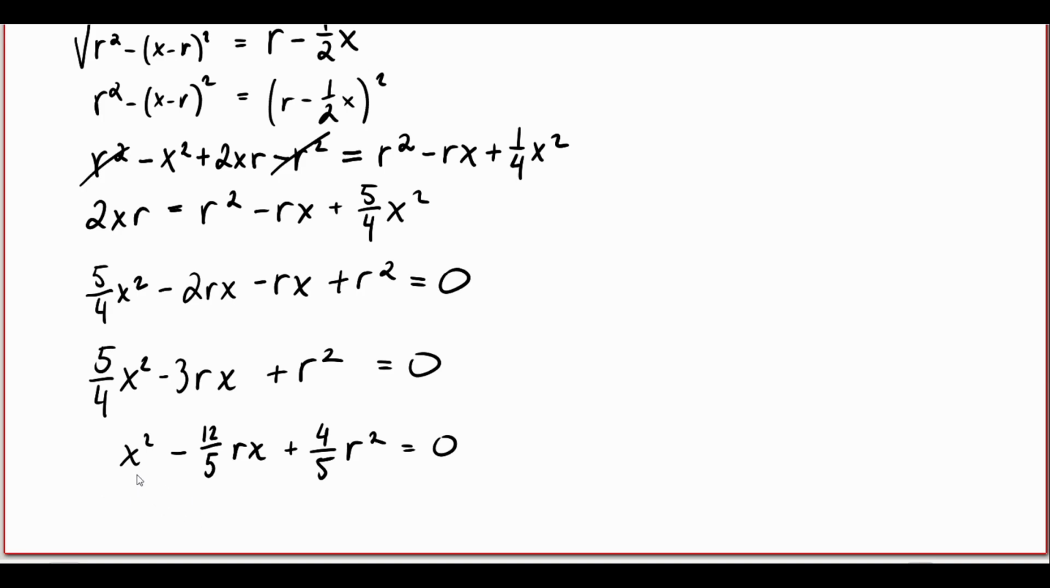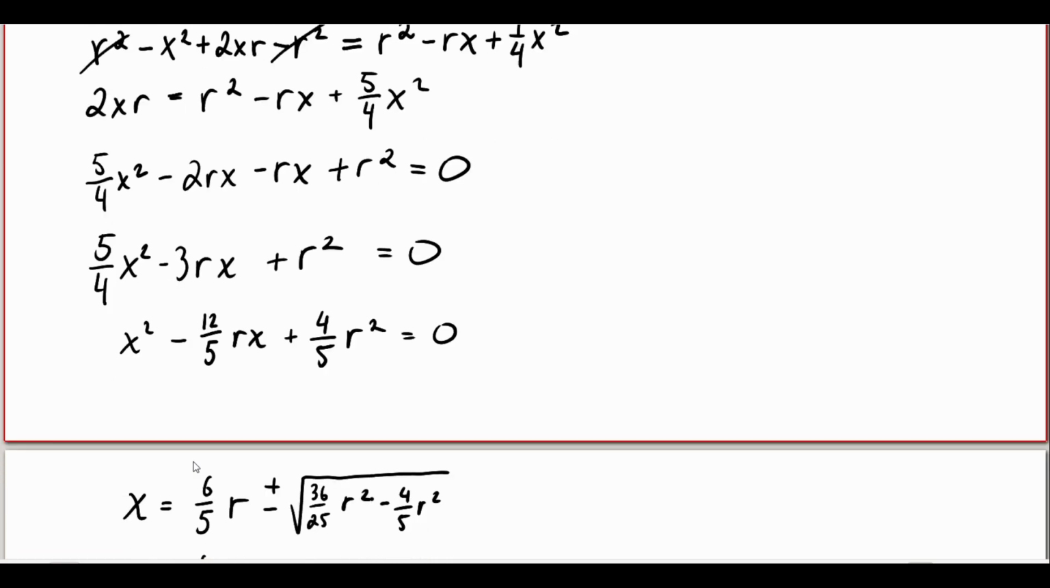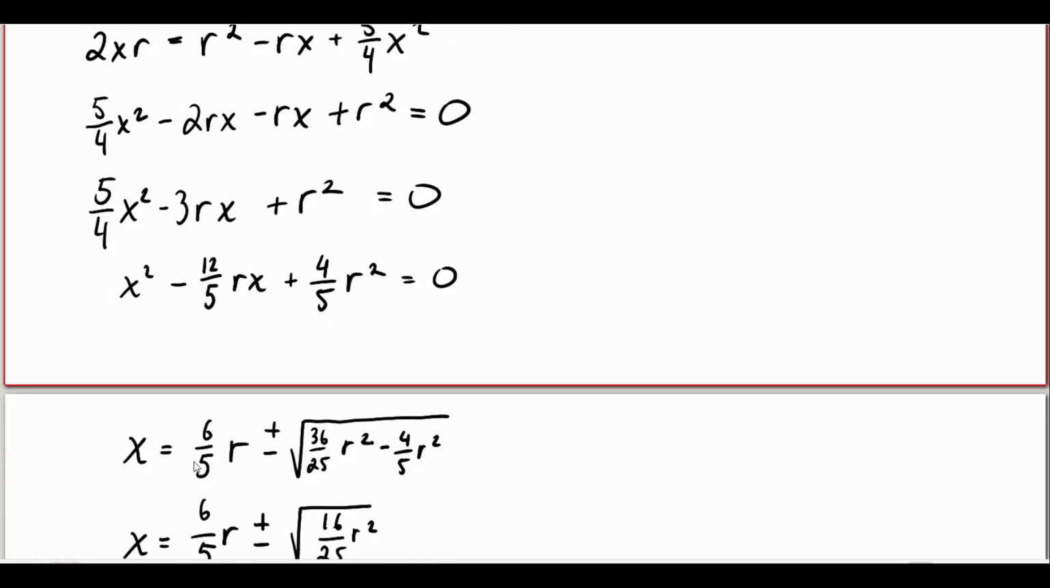Okay, so x squared minus 12/5 rx plus 4/5 r squared. So this is the constant part of the equation. We have x squared here, and then we have this part here, which is the coefficient of x. So we can now solve x and find out the value of x, or the expression of x. So there's a formula to solve a quadratic equation.